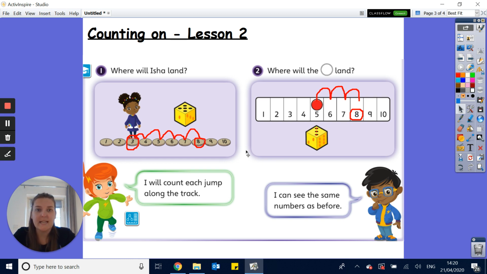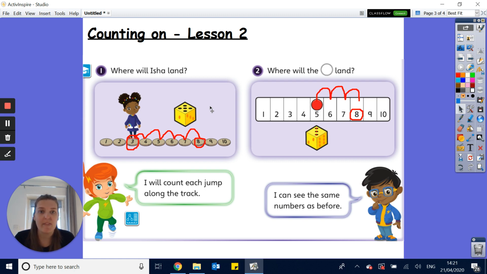Something else I notice is that Aisha starts on the number 3. Over here, we jump 3 jumps. And on this one, we start at the number 5, and on this dice, we jump 5 jumps. So they've both got the numbers 5 and 3 in both of the examples, but they're not the same way round. So one starts with 3 and counts on 5, and one starts with 5 and counts on 3.